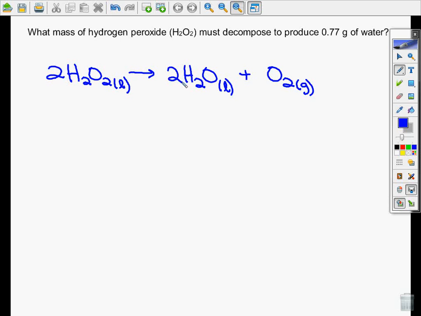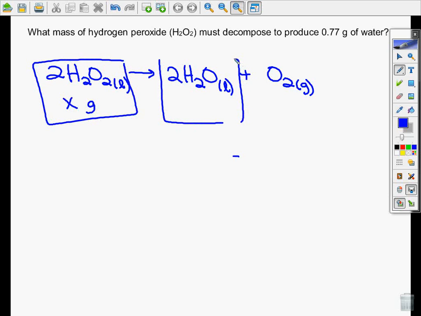So one of the first things we need to do, then, is to say, how much hydrogen peroxide? Well, when I say how much hydrogen peroxide, that's my unknown in grams, must decompose to produce 0.77 grams of water. Right there. So I think we're going to need some molar masses.